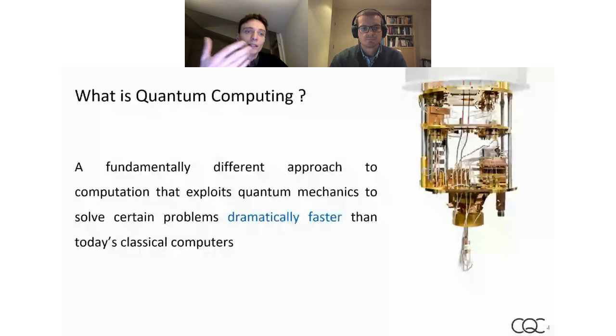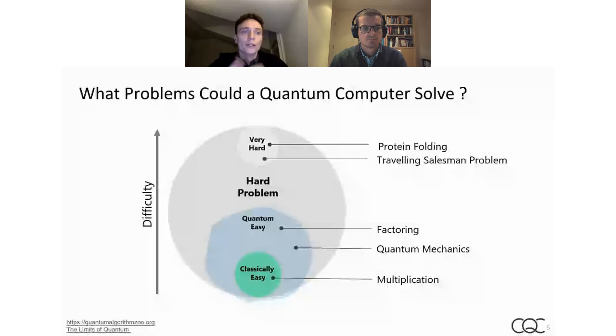So problems that might take longer than the age of the universe to solve, a quantum computer could do in a few seconds. Or, to simulate a molecule, you might need a classical computer larger than the size of the observable universe, whereas you could use a quantum computer that could fit inside this room.